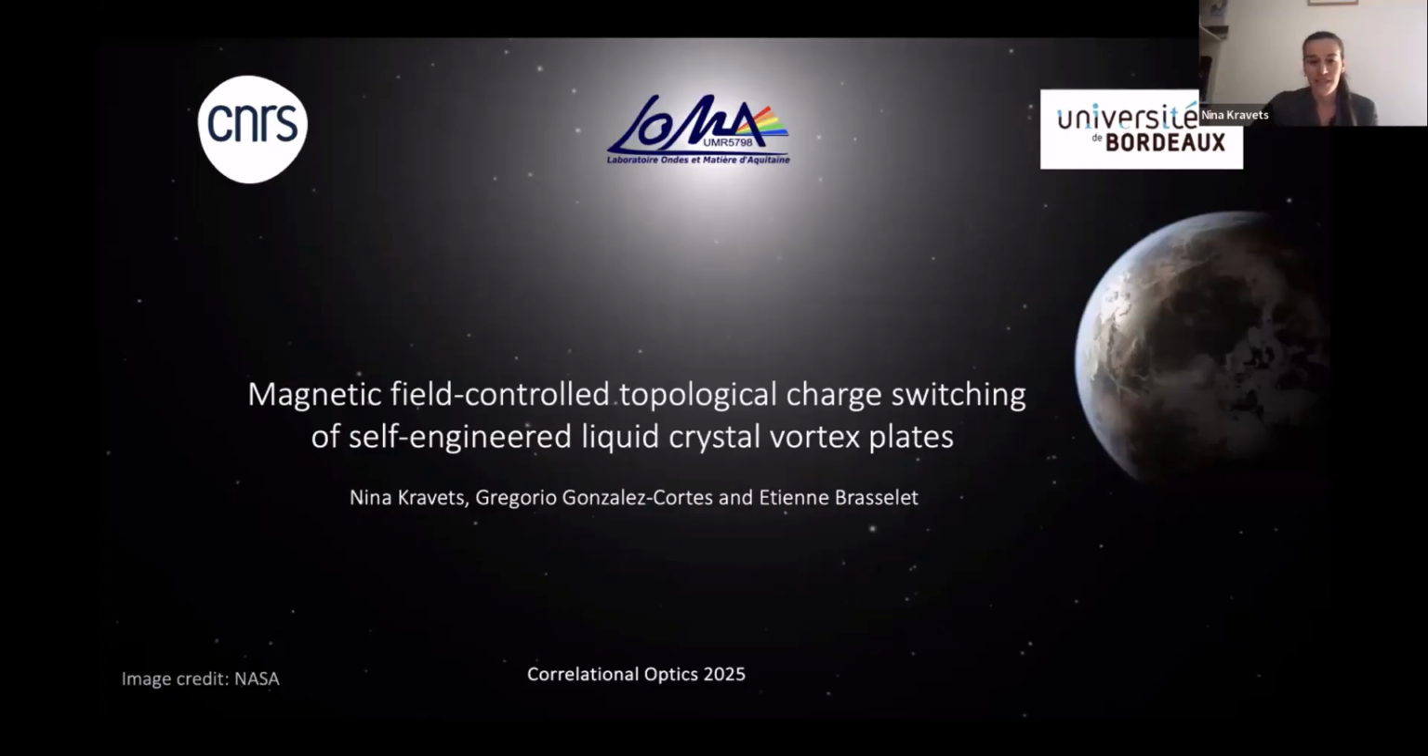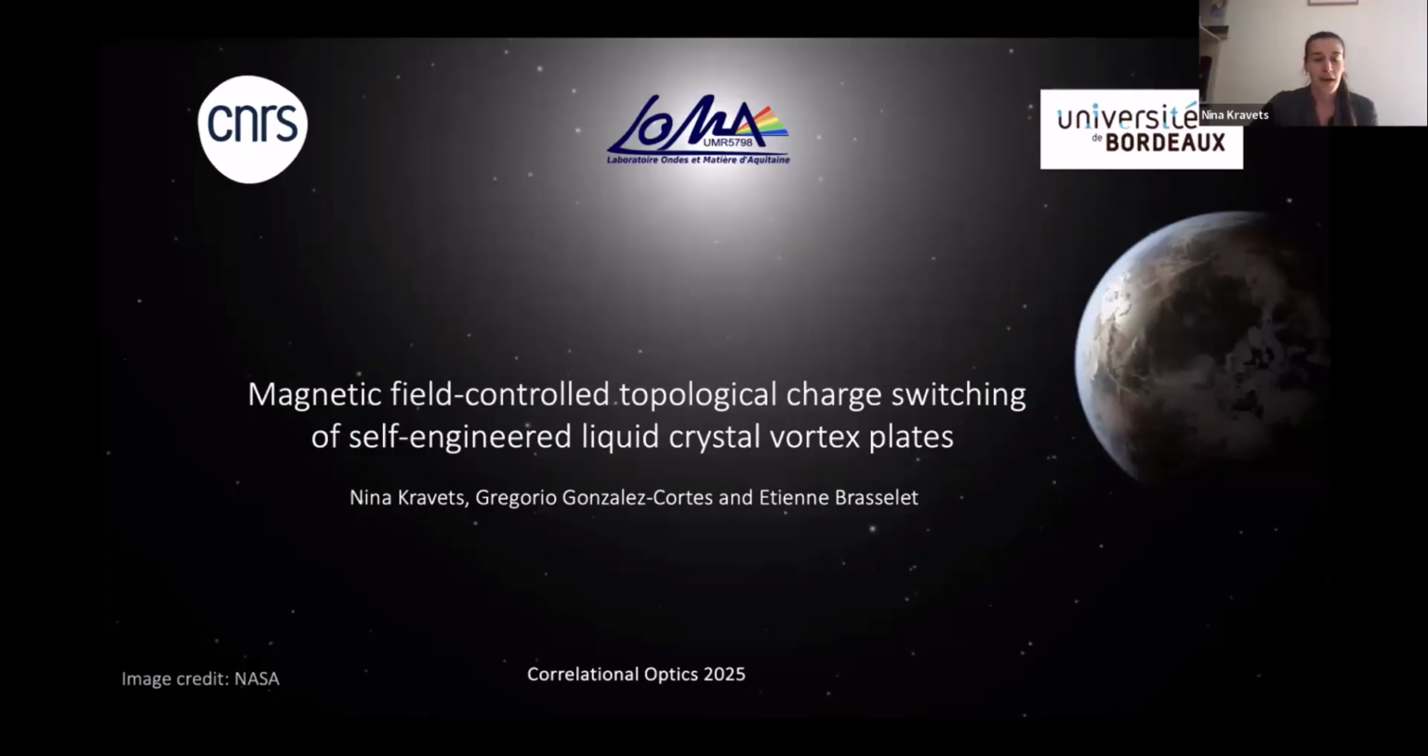And namely using the self-engineered vortex masks in liquid crystals. And I will put emphasis on the recent work which we've done together with a postdoc, Gregorio Gonzalez-Cortes, on the configuration of the self-engineered liquid crystal vortex plates using structured magnetic field.